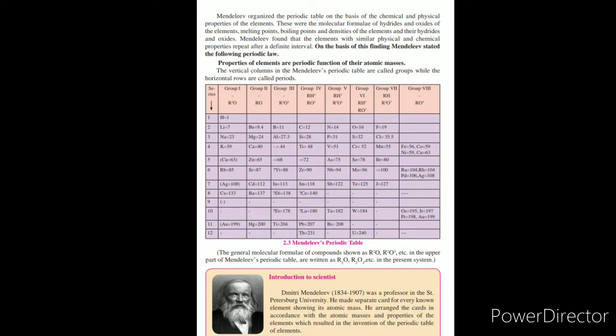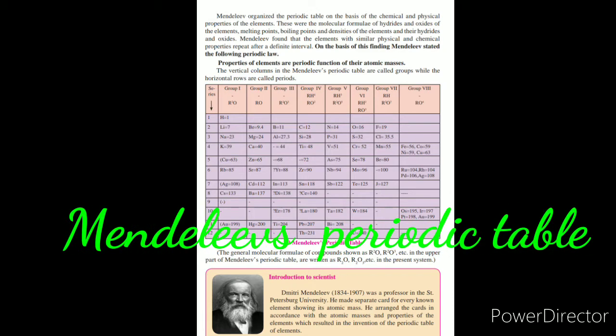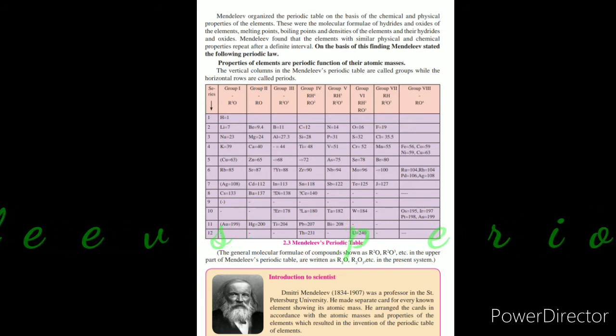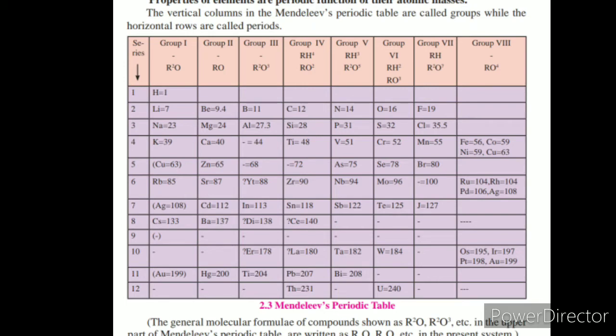The third one is Mendeleev's periodic table. Russian scientist Dmitri Mendeleev developed the periodic table of elements in 1869. Mendeleev considered a fundamental property of the elements, namely atomic mass, as the standard and arranged the 63 elements known at that time in increasing order of their atomic masses. Then he transformed it into the periodic table in accordance with the physical and chemical properties of these elements. He stated the law: properties of the elements are a periodic function of their atomic masses.